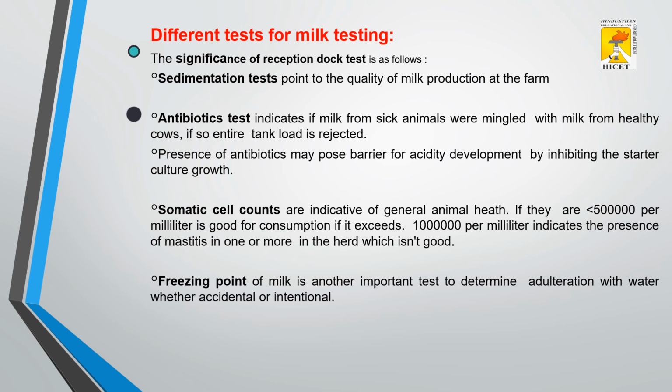And somatic cell counts. Usually the somatic cell count indicates the general animal health. If the milk contains less than 5 lakh per milliliter, that is good for consumption. If it exceeds that, it is not good for consumption.